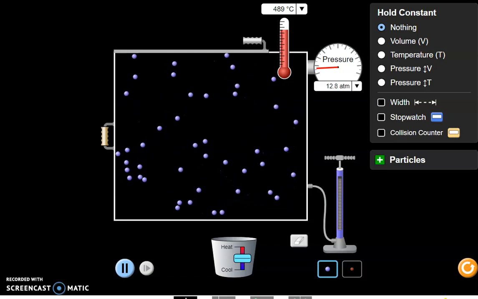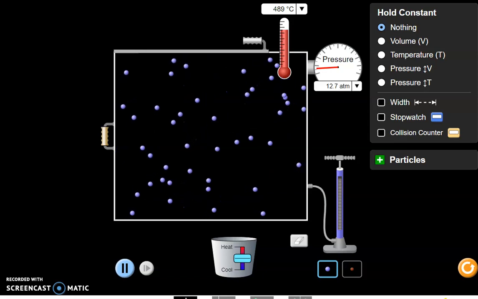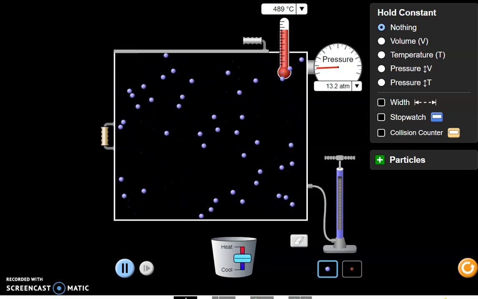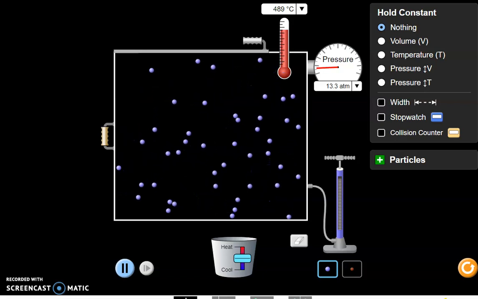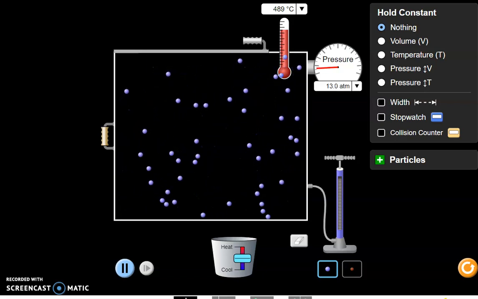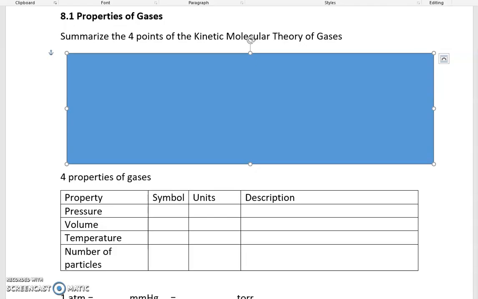The molecules are not sticky. When they run into each other, they bounce off. There's very little attraction between the molecules. And they are in constant motion. It's moving all the time. So let's write these down.